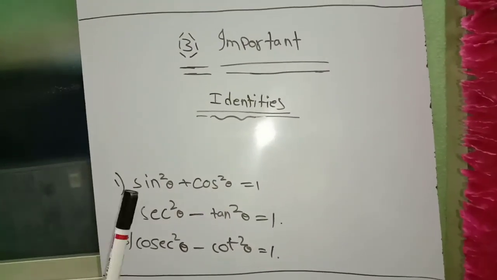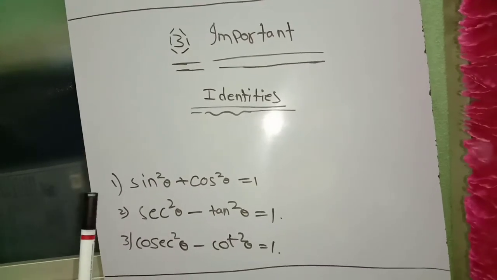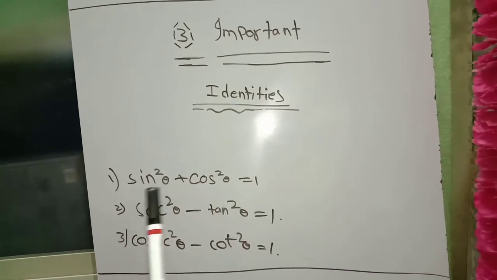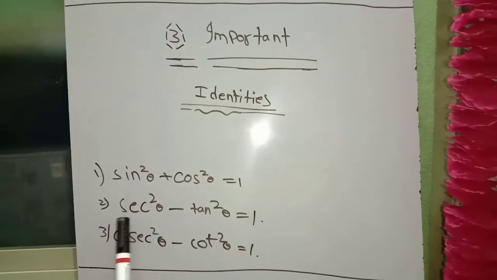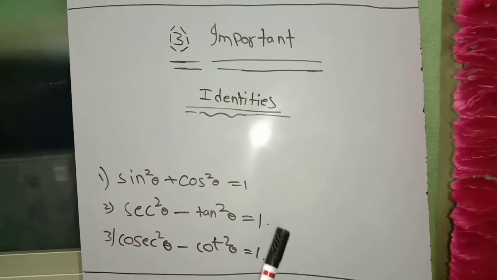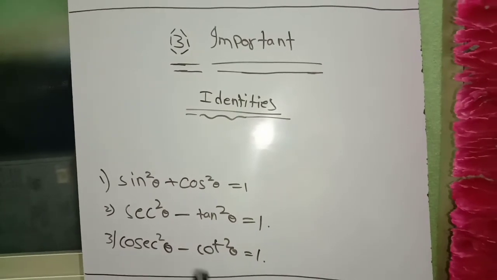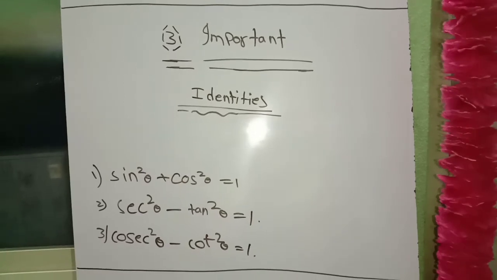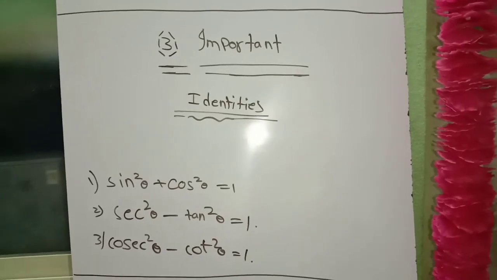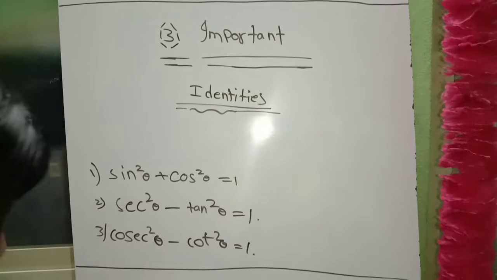So friends, here you can see the first formula is sin square theta plus cos square theta is equal to 1, the second formula is secant square theta minus tan square theta is equal to 1, and the third formula is cosecant square theta minus cot square theta is equal to 1. So we are going to do the proof for these three formulas. Let's do the proof, first one.